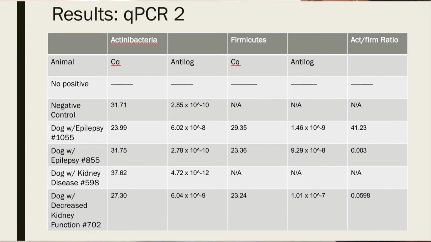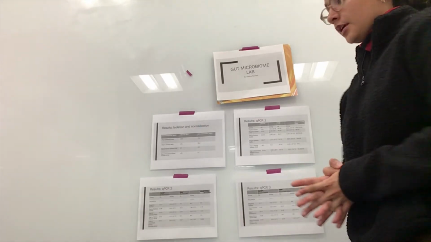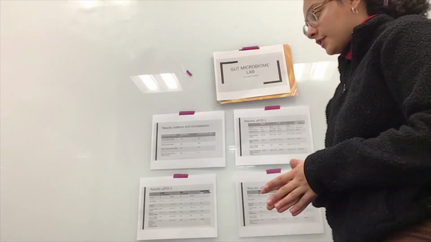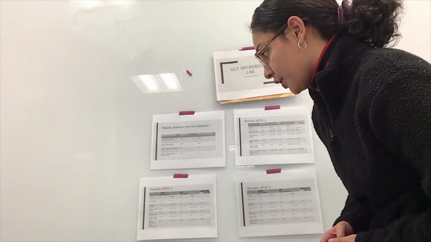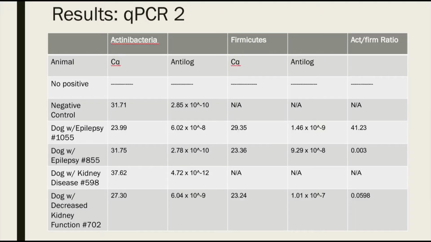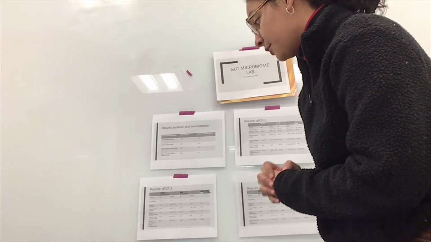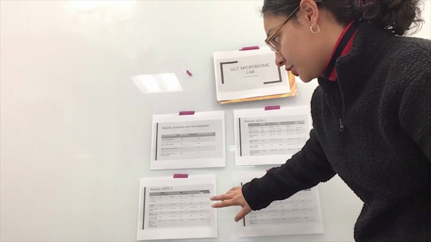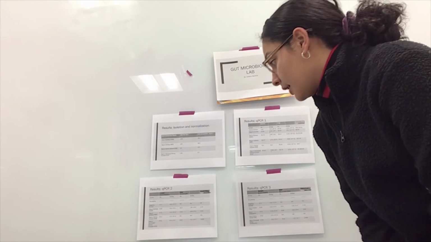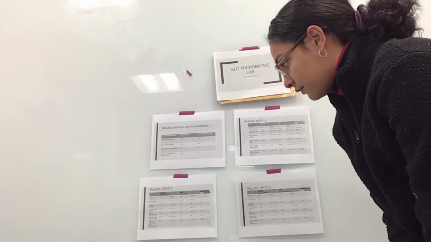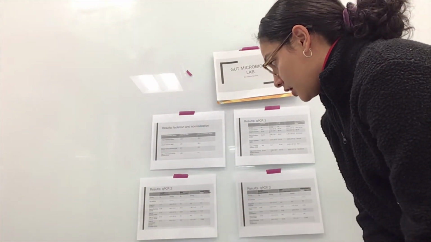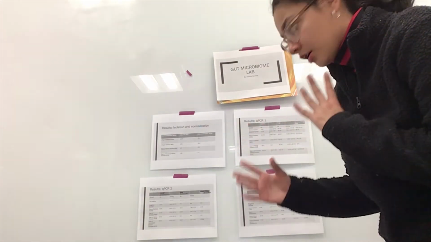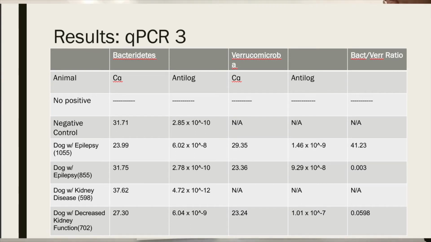During the second round of qPCR, we used the primers Actinobacteria and Firmicutes. In this round, along with the preceding round, we did not have a positive control. The negative control for Actinobacteria was lower than the rest of the samples, meaning that there was some sort of contamination. In the Firmicutes, we couldn't tell because the negative control did not show any value. The ratio of Firmicutes and bacteria again did not correlate, and again we couldn't tell with the kidney disease dogs because of the absence of value in the Firmicutes. The ratios for the epilepsy dogs, one of them was 41.23 and the other one was 0.003, and that is a huge difference.